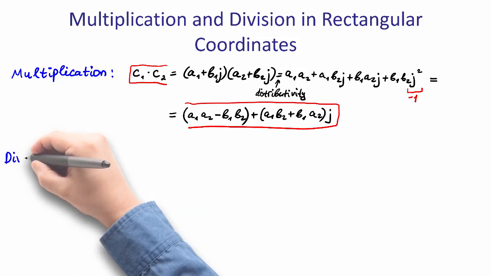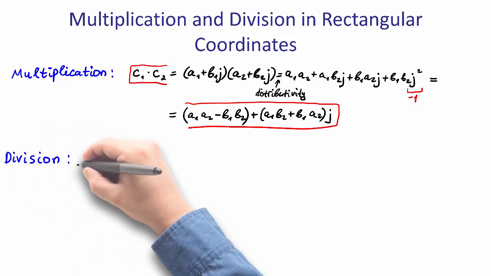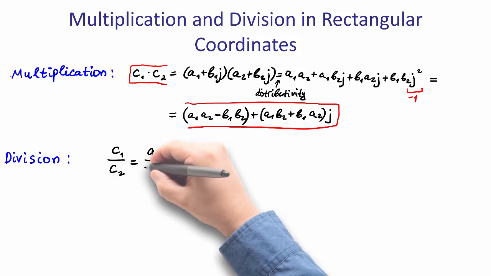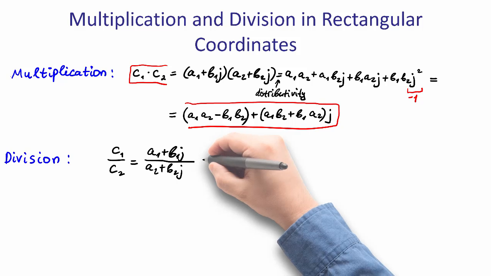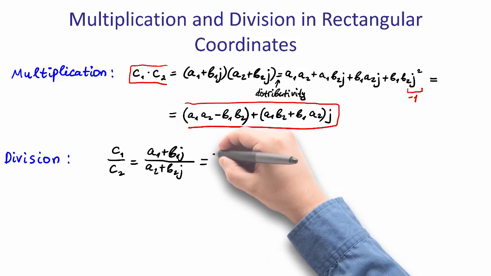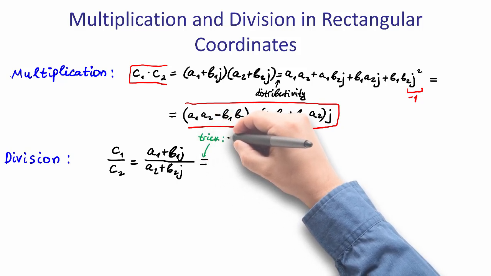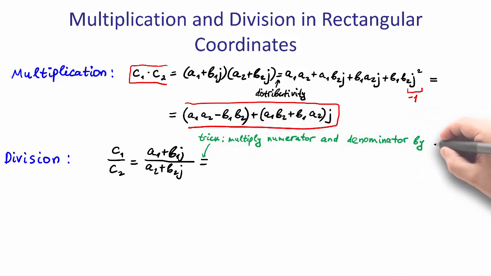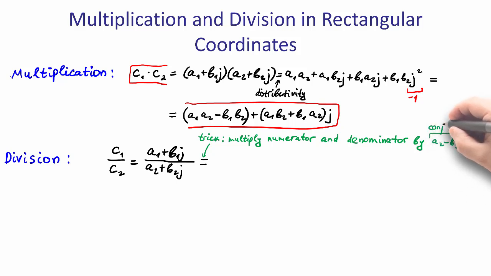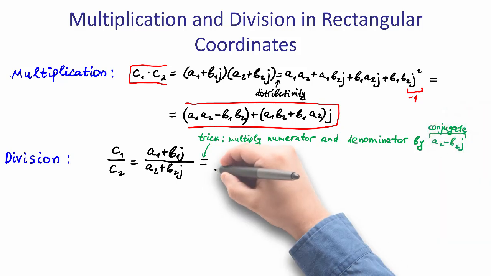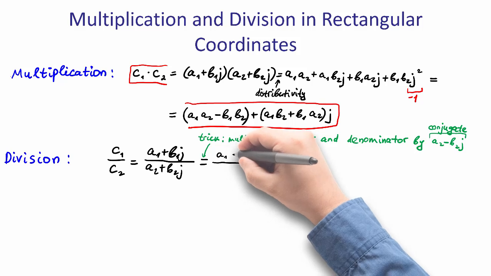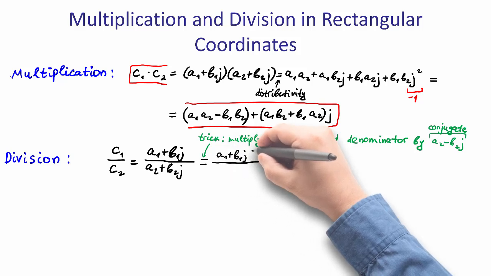For division, we're doing something similar. If you want to divide c1 by c2, it equals a1 plus b1j divided by a2 plus b2j. We need to use some simple trick here. And the trick is to multiply numerator and denominator by a2 minus b2j, which we will call the conjugate later. Now, if you multiply the bottom part, which is the denominator, by that conjugate, we will get a real number. And then, on the upper part, we have regular multiplication.